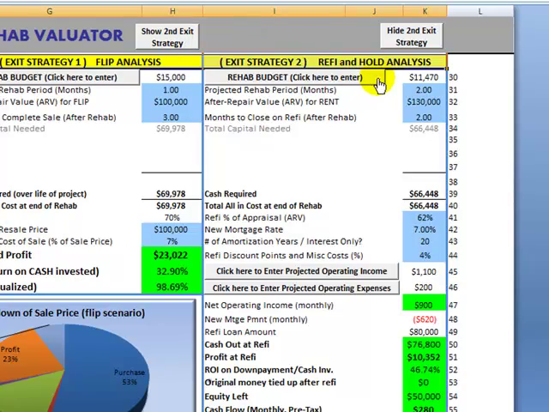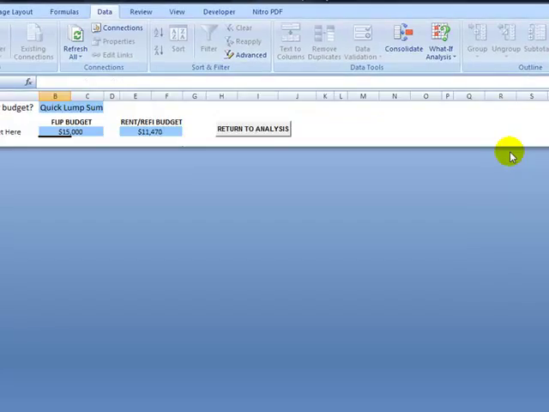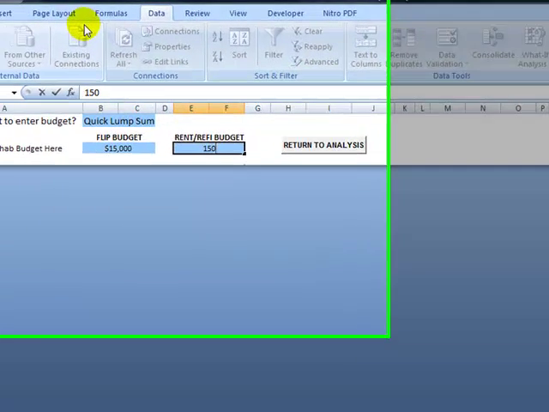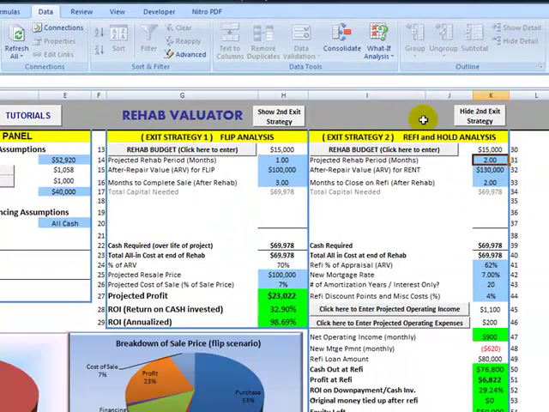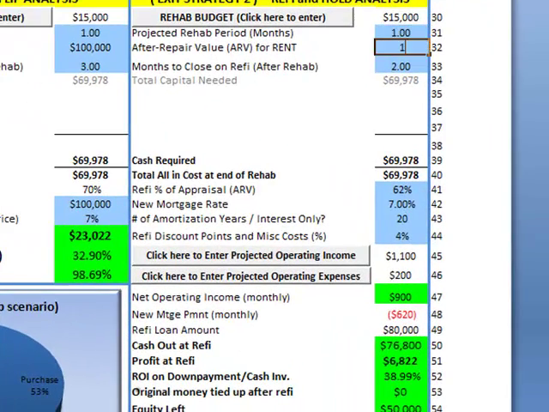And now you need to enter a rehab budget for this exit strategy. In this case, we're assuming that it will be the same, $15,000. And we'll assume the same rehab period because it's just cosmetics, so we'll assume 1 month. And after repair value is $100,000, same as in this example. And your months to close in the refi, let's assume, because banks are pretty slow these days, we'll also assume 3 months. So the same numbers apply. Your buyer's cost basis, because it's an all-cash deal, will be right at $70,000, which is 70% of the after repair value.